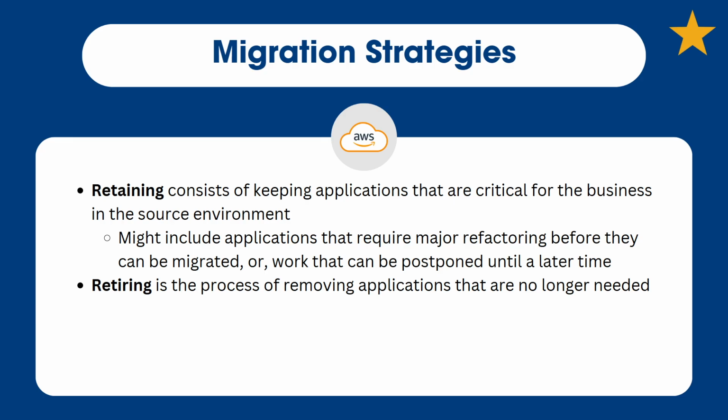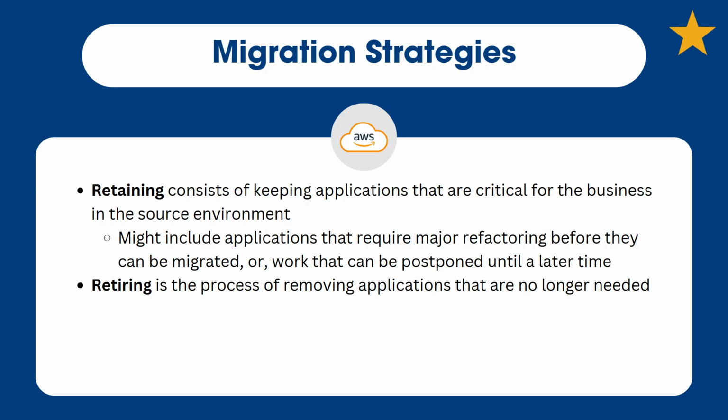So retaining, that refers to no migration. You're keeping some of the apps on-prem. So keeping applications that are critical for the business in the source environment. Like I said, it's typically the on-premises. This might include applications that require major refactoring before they can be migrated, or that the work has to be postponed until a later time. So yeah, maybe you're regressing right back into your on-premises environment. This would be retaining. So you're holding on to your current setup, to this source environment.